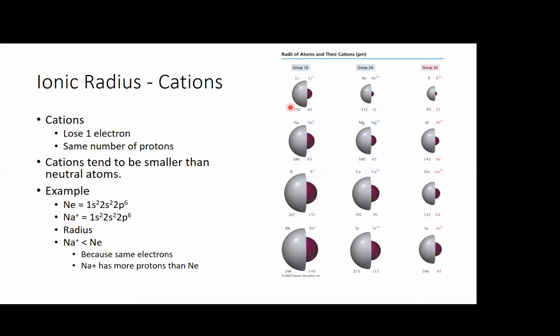Otherwise, the trends that we had just talked about stay the same. Going down the periodic table, lithium cation is smaller than sodium cation, because going down the periodic table, things get bigger. K+ and Ca2+ are also isoelectronic. They're going to have the same electron configurations. But Ca2+ is going to have more protons in its nucleus than potassium would, which means that it would be smaller than potassium.